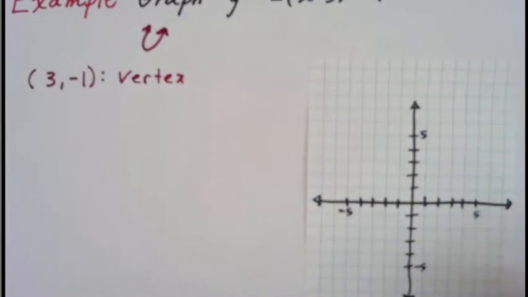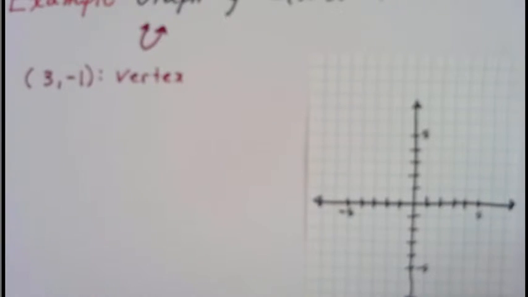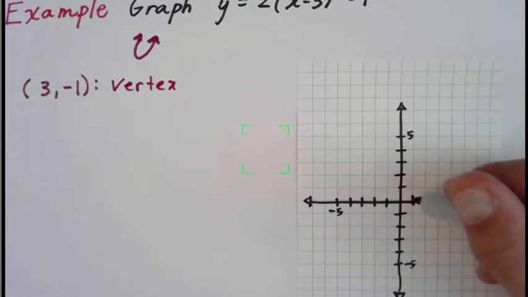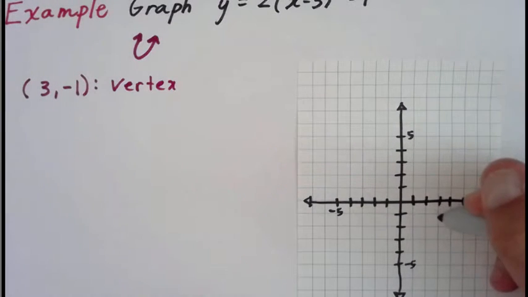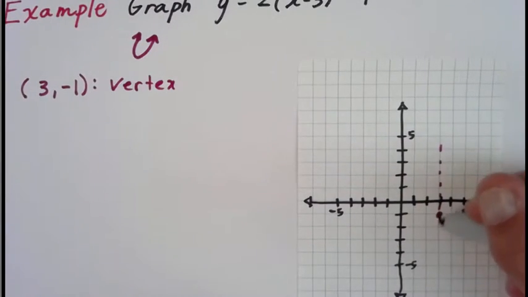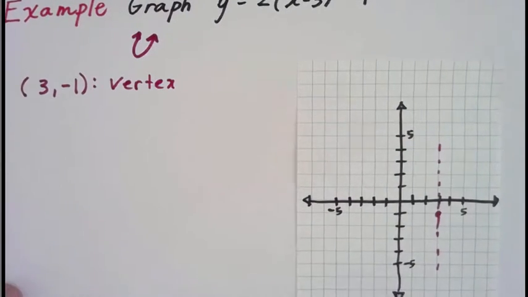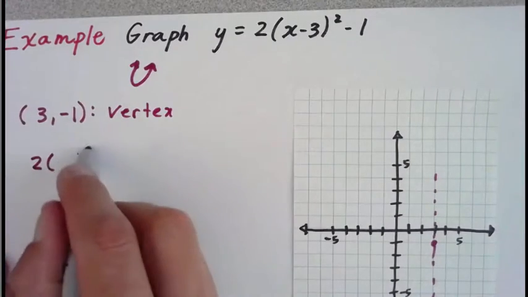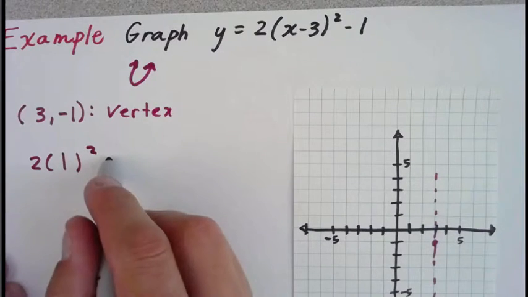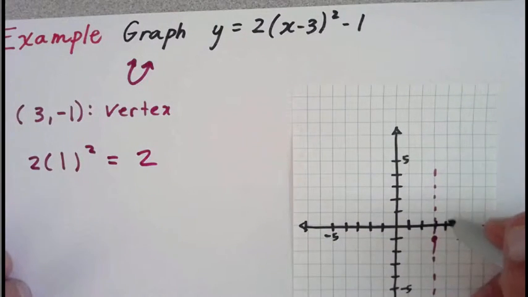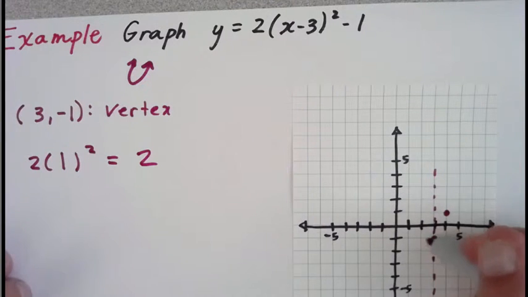So I'm going to go ahead and plot 3, negative 1, which is right here. Now this parabola is going to open up. You can draw the axis of symmetry through if you need to. Now I can look at that 2 and think about 2 times some quantity squared. If I go 1 to the right, I get 2. So if I go 1 to the right, I go up 2 right here, 1 left and up 2.